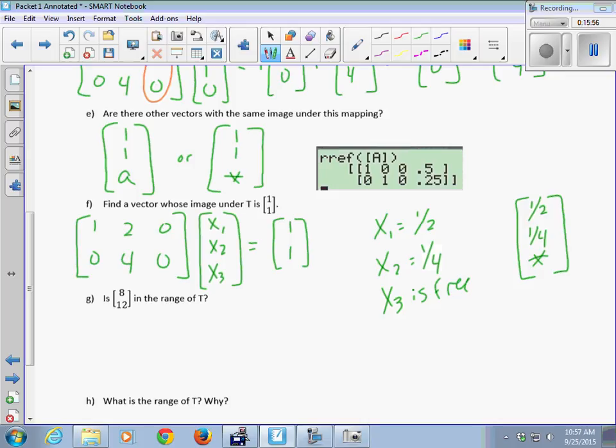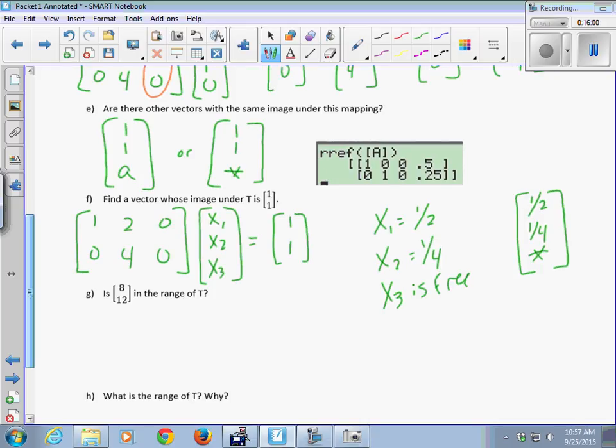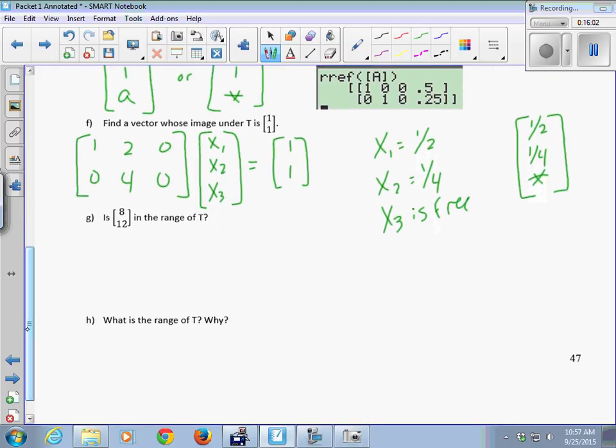It's just a star, yeah. It could also be an A or, yeah, or x3, right? We've been using x3 usually. For a variable that's free, we just leave it its own name, yeah. And you could just pick a number, because I only asked for one vector, so you can put any number you want there.